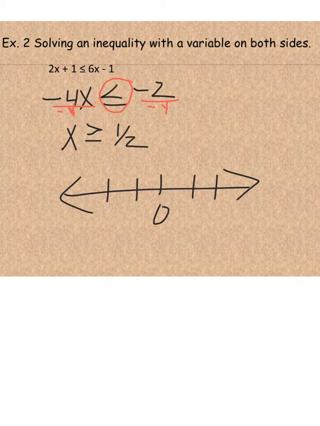And if I represent this on a number line, we would have a closed circle and all my values that would be greater than or equal to 1/2 will have shading to the right.